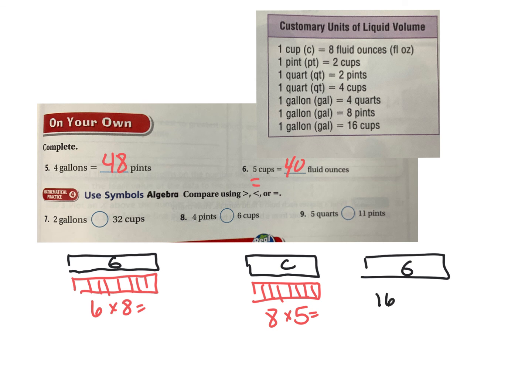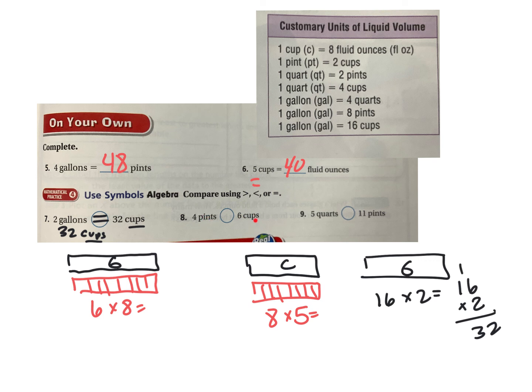I'm not going to draw the picture. And I'm talking about 2 gallons here. So I'm going to do times 2. And 16 times 2 is 32 cups. Oh, now that they're both cups, that's easy to compare. Those are equal. Okay, we have 4 pints compared to 6 cups.